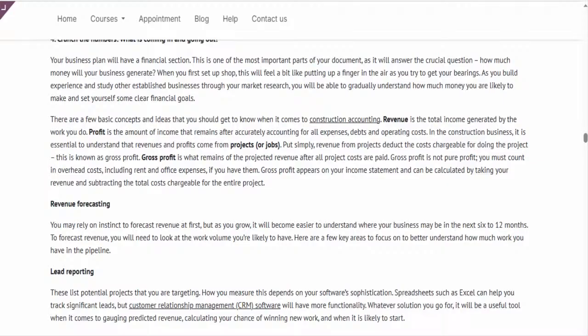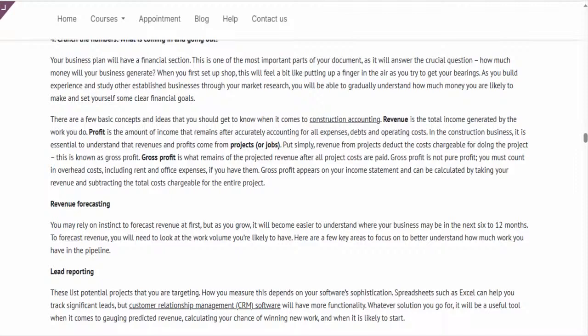As you build experience and study other established businesses through your market research, you will be able to gradually understand how much money you are likely to make and set yourself some clear financial goals. There are a few basic concepts and ideas that you should get to know when it comes to construction accounting. Revenue is the total income generated by the work you do. Profit is the amount of income that remains after accurately accounting for all expenses, debts and operating costs.